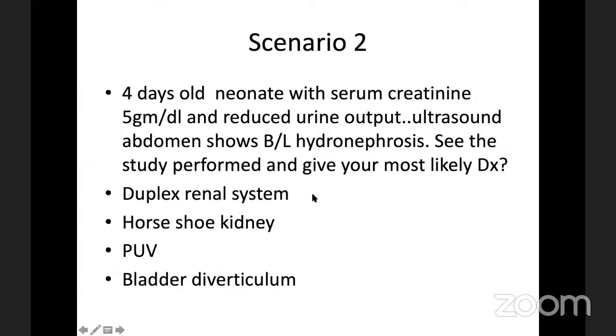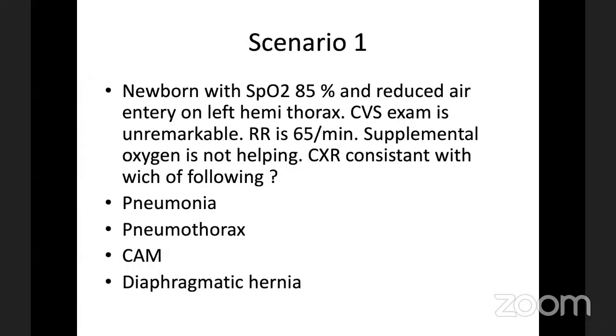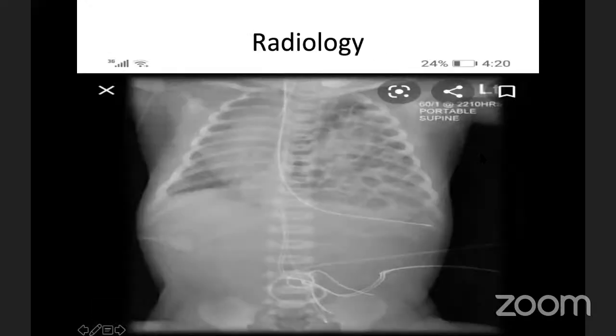Anyone can answer this scenario and the question, please? This is a newborn, SpO2 is 85, and you see there is tachypnea, and oxygen is not helping. And there is a chest X-ray. Can anyone tell us what the X-ray features are? The students will give the exam, please. Diaphragmatic hernia. Yes, which sided diaphragmatic hernia? Left-sided. Okay, yeah, well done.